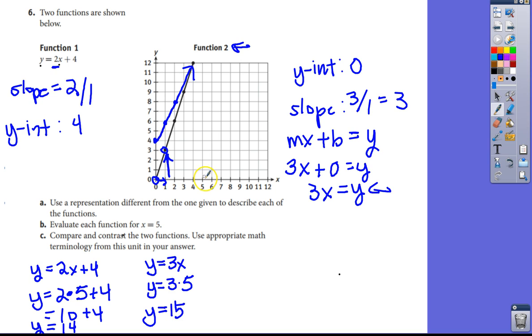Another way we could have done this is go to the 5 spot on our graph and go up. And unfortunately, it doesn't show us. See, look. There's no more graph. So I guess we can't check our graph.